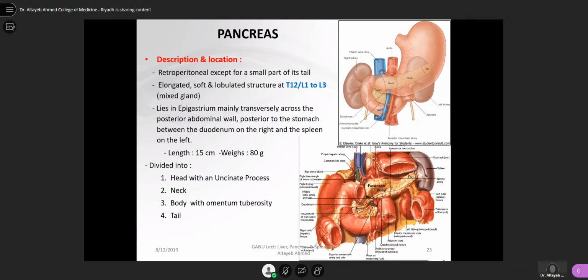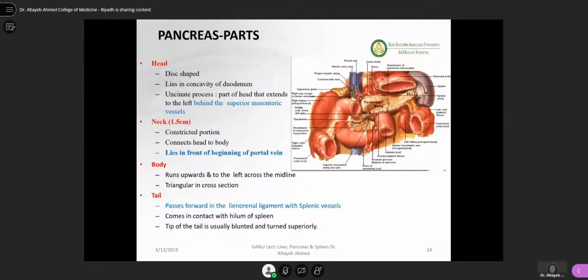It has a head, and the head has the uncinate process. It has a neck, body, and a tail, which is intimately related to the spleen. In the area of the body, we have the tuber omentale, or omental tuberosity, which is also related to the stomach. As you can see here, the spleen and the pancreas are mostly part of the stomach bed. What are the parts? We have the head here, and it is a discoid head, located within the C shape of the duodenum.